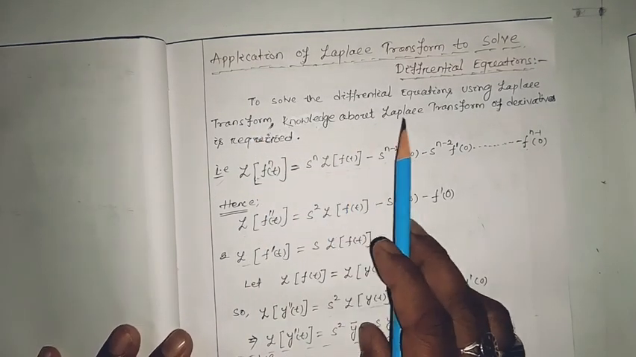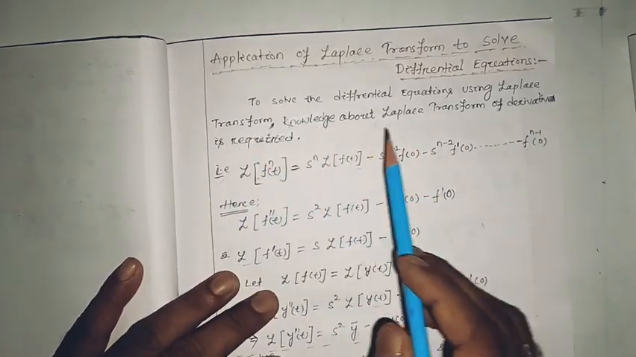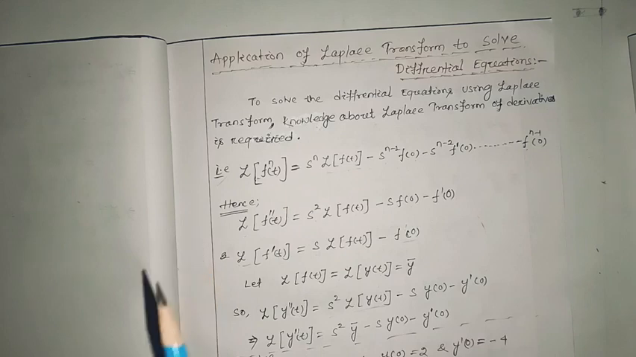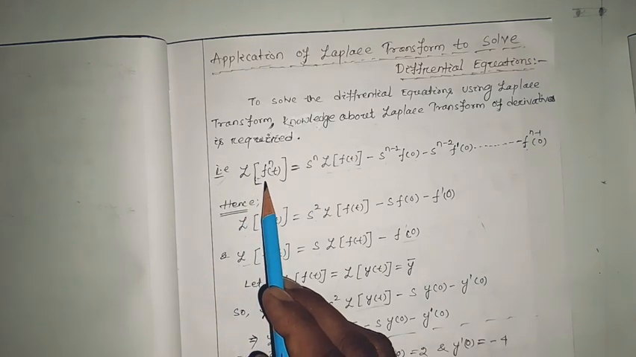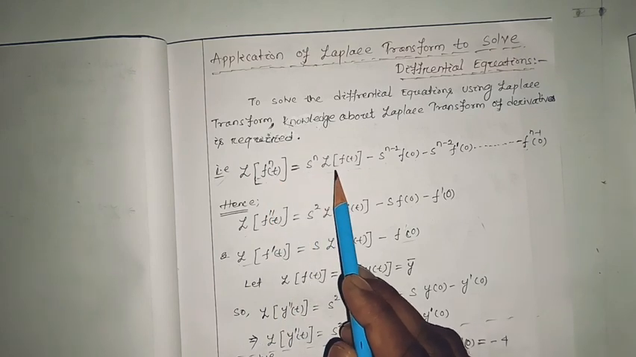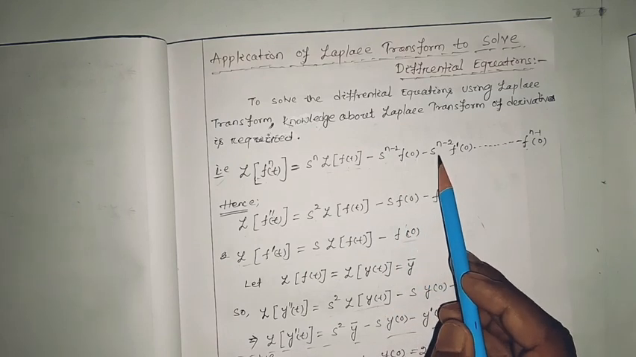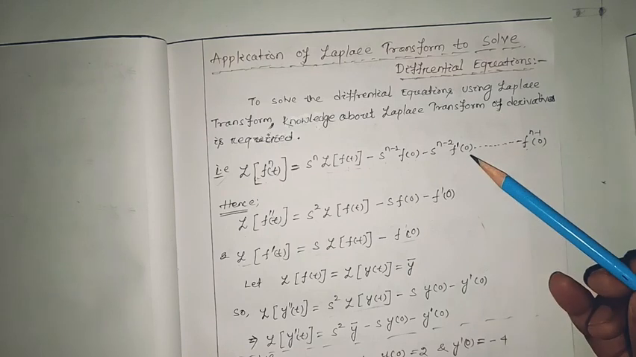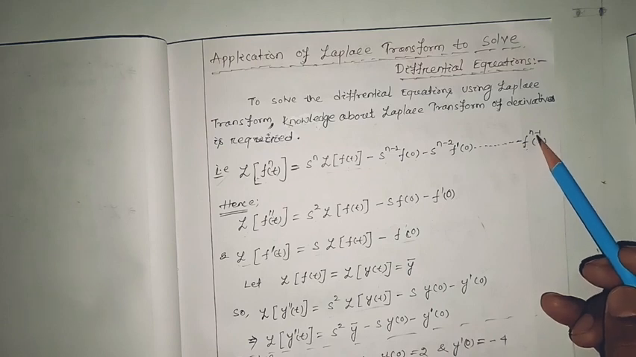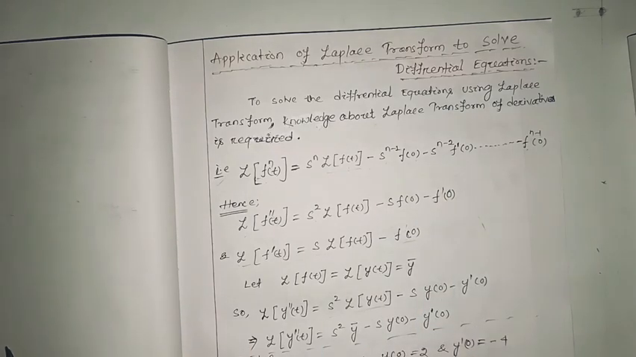So to solve differential equations, homogeneous and non-homogeneous, using Laplace transform, knowledge about the Laplace transform of derivatives is essential. We know that the Laplace transform of the nth derivative of a function f^(n)(t) is nothing but s^n times the Laplace transform of f(t), minus s^(n-1) f(0), minus s^(n-2) f'(0), that means the first derivative at 0, and so on. The last term will be f^(n-1)(0). These things we have already discussed and proved.